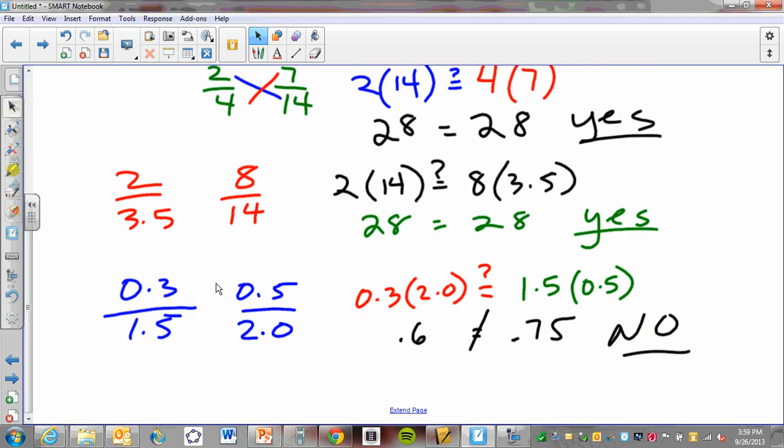In this case, we have 0.3 over 1.5 and 0.5 over 2.0. When we multiply 0.3 with 2.0, we put that here on the left, and 1.5 with 0.5 on the right. You multiply this in the calculator, you get 0.6. You multiply this in the calculator, you get 0.75. No, they are not proportions, and because this number is bigger over here, we know that this fraction will be bigger when simplified.